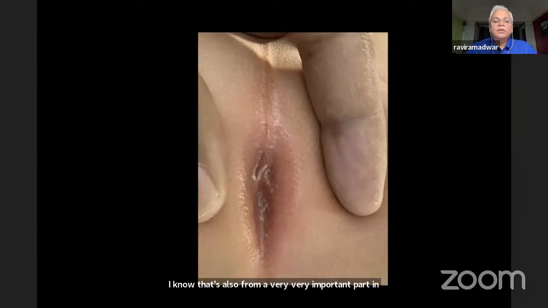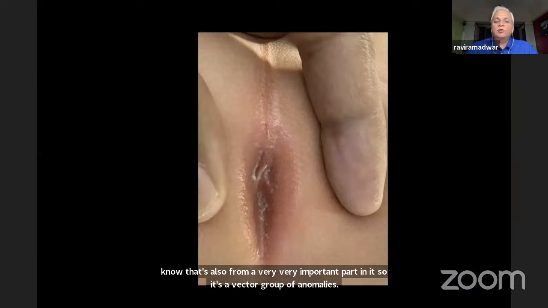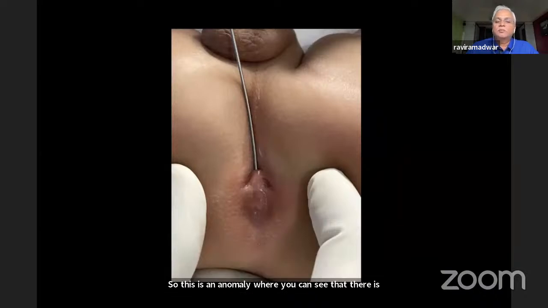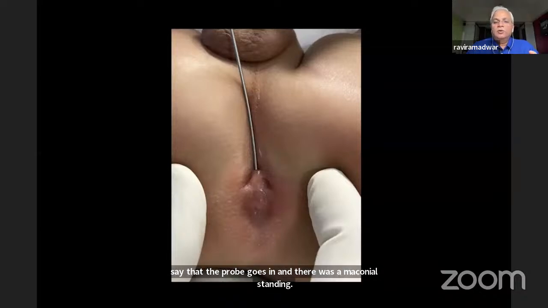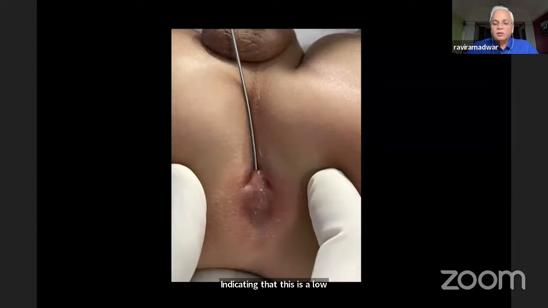So this is an anomaly where you can see that there is some sort of a skin fold over there. What we did was we put a small probe, and we could see that the probe goes in and there was a meconial staining, indicating that this is a low anomaly. Low anomalies in boys are much less common. Intermediate and high anomalies are far more common in boys. So remember something, that unless there is a specific indication, there should not be any local exploration without proper investigations.